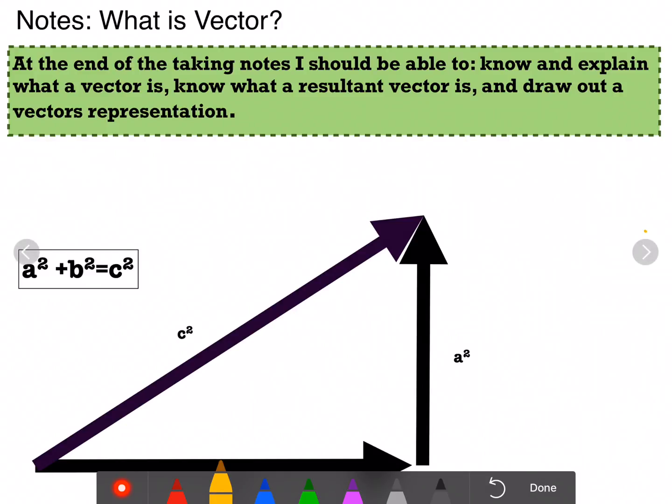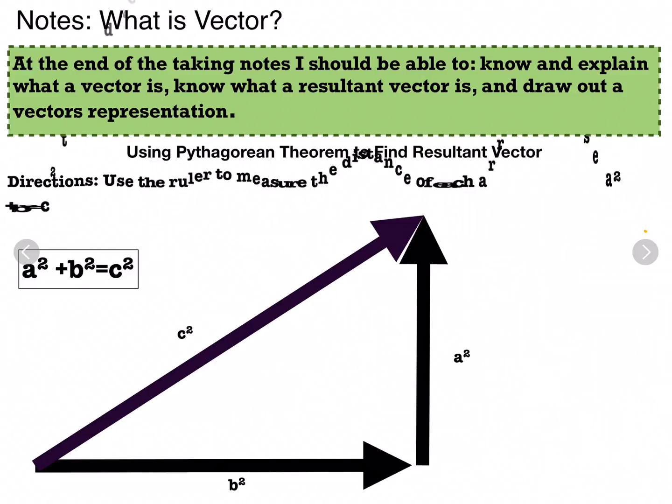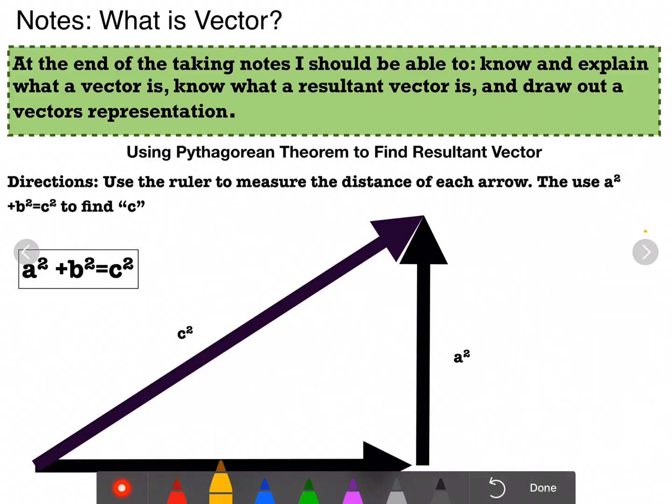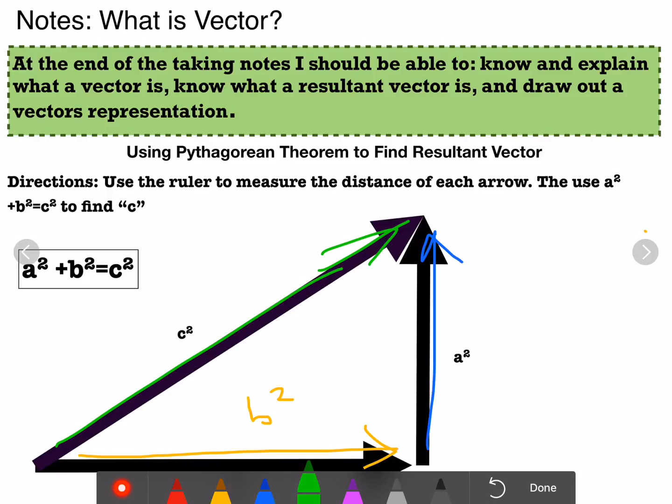Very brief reminder of the Pythagorean theorem. When we have two or more resultant vectors, we might have to use the Pythagorean theorem. I want you to measure A and B here. This is B squared, and then see if the length equals C squared. So A squared and B squared is equal to our C squared here. If you need help with any of the math, let me know, and we'll go from there.